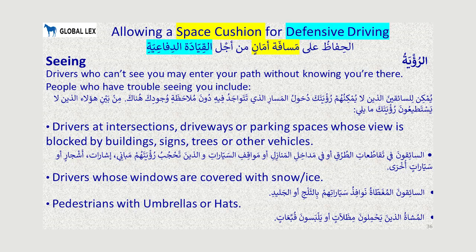Seeing. Drivers who can't see you may enter your path without knowing you're there. People who have trouble seeing you include drivers at intersections, driveways, or parking spaces whose view is blocked by buildings, signs, trees, or other vehicles. Drivers whose windows are covered with snow or ice. Pedestrians with umbrellas or hats.